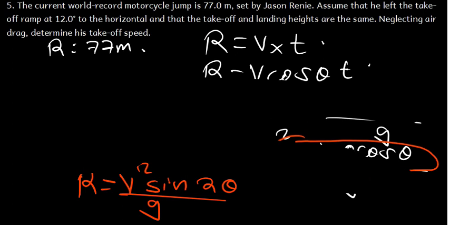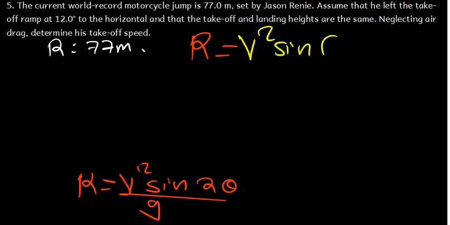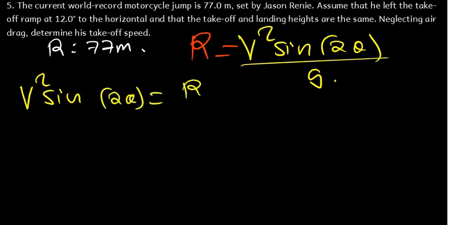I'm going to say my final formula now for range is going to be: the range will be equal to v squared sine 2 theta, then we divide it by g. But we know the theta which we have, and we have been given the range. My goal is to make v the subject of the formula. I'm going to cross multiply. I can see that I'm going to have v squared sine 2 theta will be equal to rg.